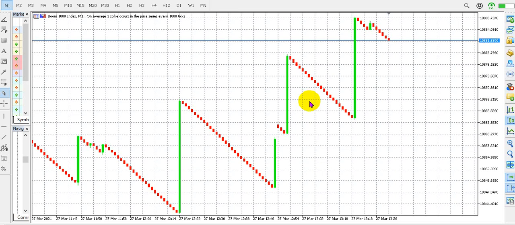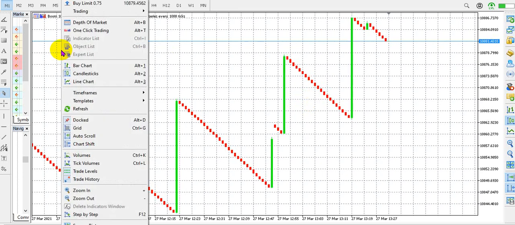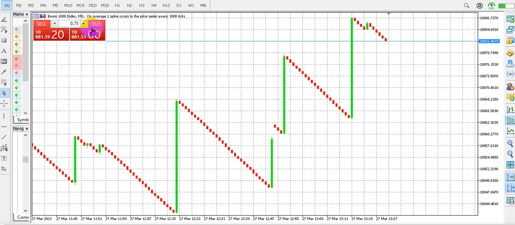Okay, right now on boom 1000, I have a signal for sell. I ought to have entered 2 minutes ago, but I'm still going to enter all the way. So what I'm going to do is that I'm going to be using 0.75. I'm opening two positions of a sell. I'm closing when I have $5 profits. So I hope to have 5 trade sessions. So let's go for the first one.